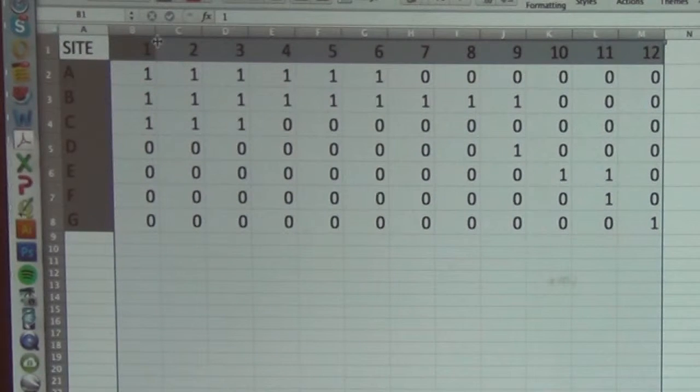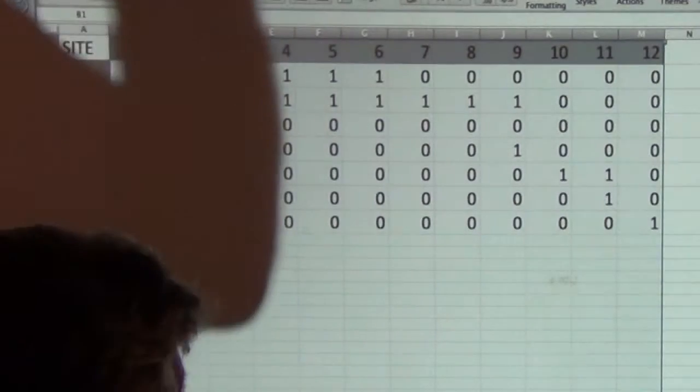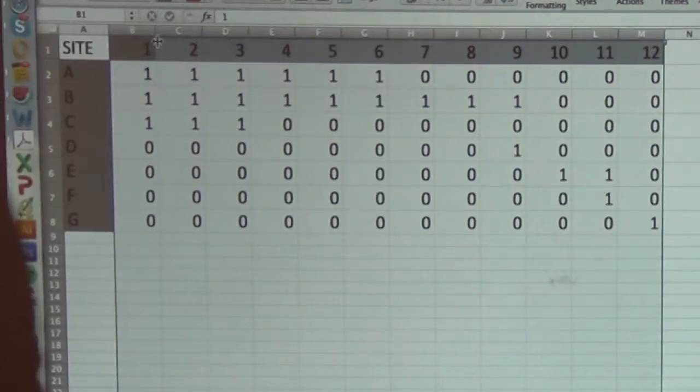Now, first of all, I'm going to put this down. Species are the numbers and the sites are the letters. Yes. Species are in columns.